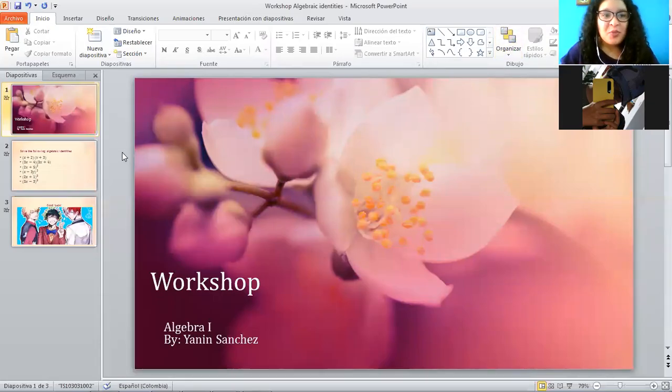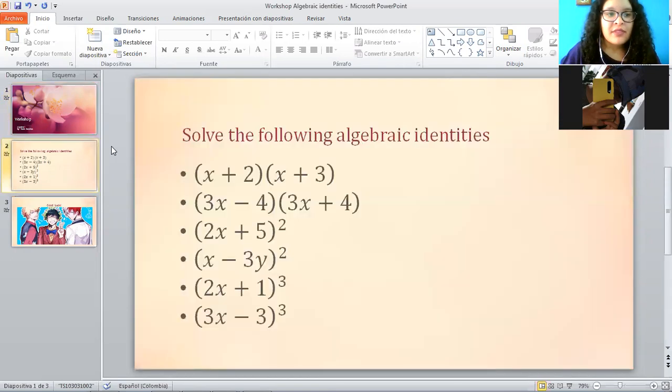Okay, guys, this is going to be the topic for our class today. We're going to do a workshop of algebraic identities, as you may know in Spanish as productos notables, okay? You're going to solve the following algebraic identities. We have this one and this one, this one, this one, this one, and this one. We're going to work the 6 exercises.